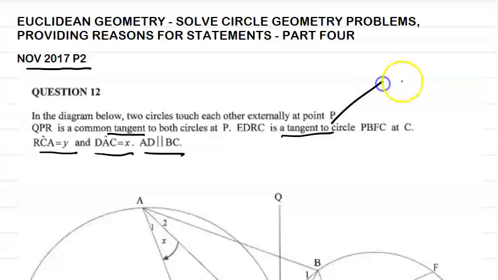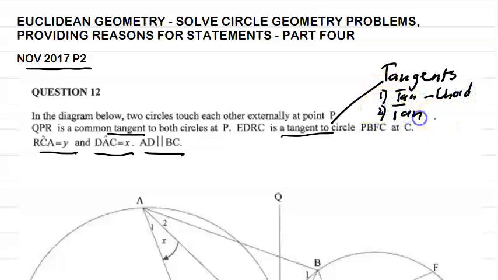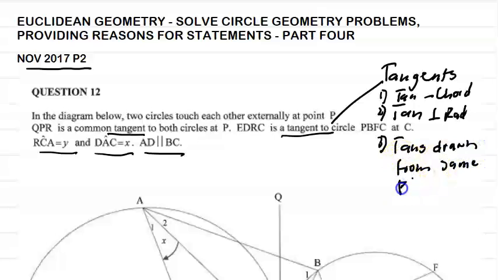First of all, when you are given tangents, remember that that is your key word. That means many reasons are going to have to do with tangents. So the first thing that you need to know about tangents, the most common one is tan chord. Number 2, you also need to know that the tangent is perpendicular to the radius or the diameter. And number 3, you need to know that tangents drawn from the same point are equal in length. So that's everything to do with tangents that you need to know.